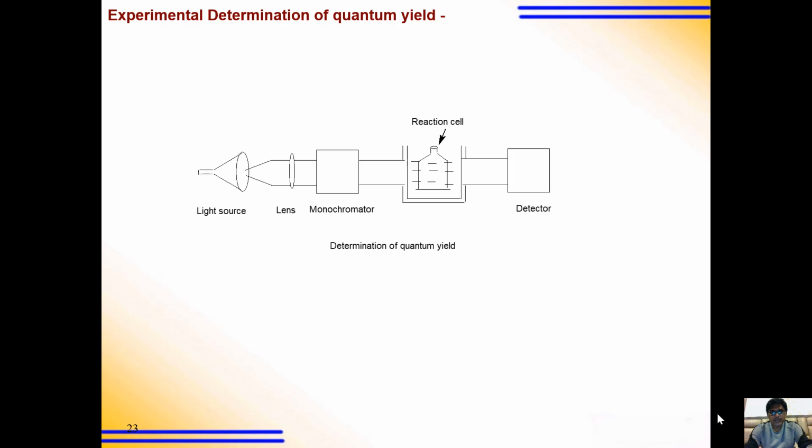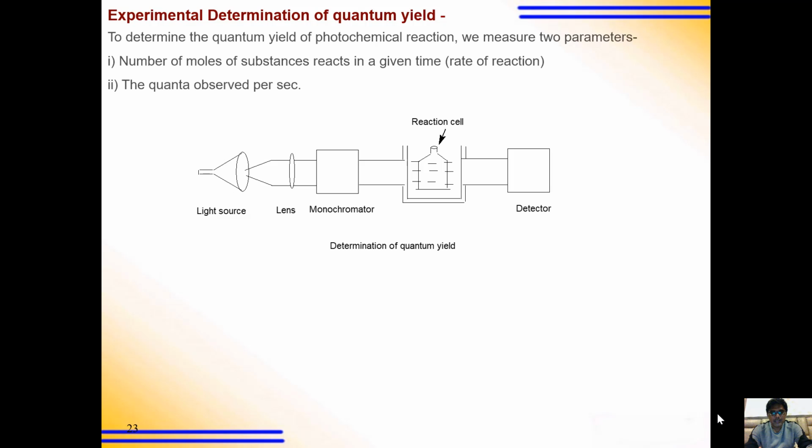Now, the experimental determination of quantum yield. Here is the simple apparatus to detect the quantum yield. Here is the light source, then the lens, then the monochromator, then the reaction cell, and the detector. With the help of these simple instruments, we can determine the quantum yield of photochemical reactions.